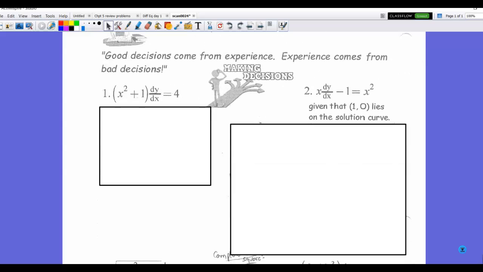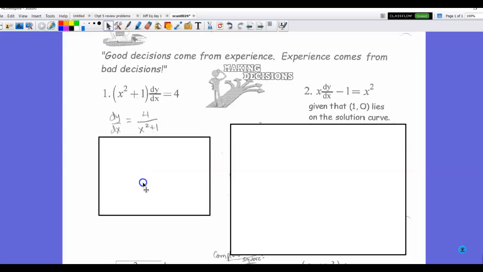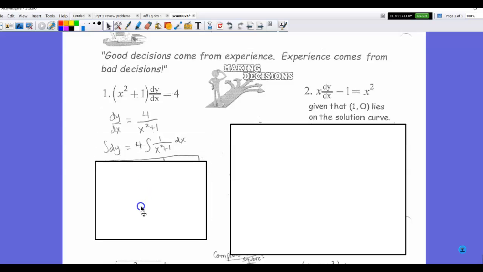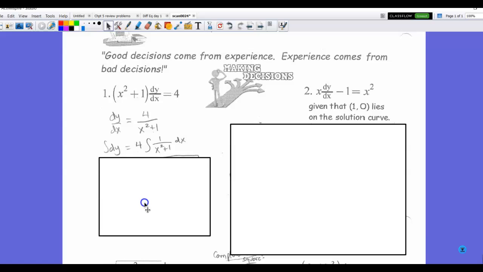So in problem number 1, we have x squared plus 1 multiplied by dy dx equal to 4. So remember when we solve differential equations, which is what we have here, the first thing we're going to do is to separate the variables with all of the y terms on one side and all of the x terms on the other side. So in doing that, you'll notice the first thing that I did was to divide both sides by x squared plus 1. Then to get the dx to the other side, I moved the dx to the right-hand side.